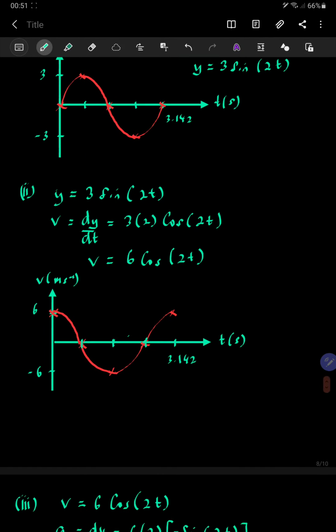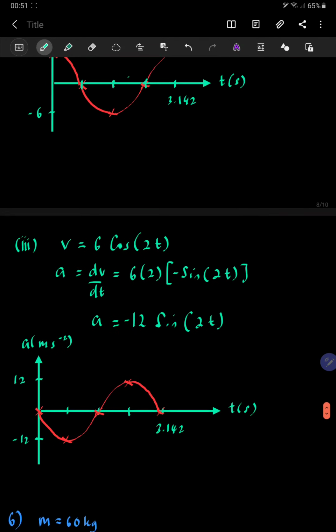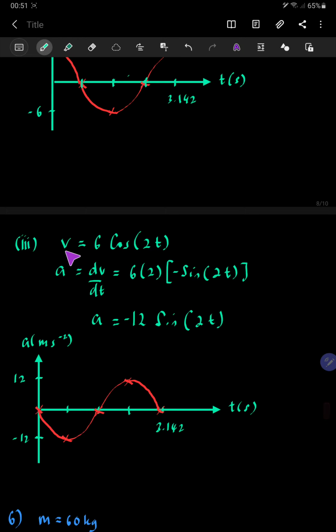And lastly, they ask you to sketch a graph of a against t, acceleration against time. As we know, by differentiating v with respect to t, you will get a. a equals dv over dt. So again 6 times 2 giving you 12. Cos, you will get negative sine 2t. So the equation is negative 12 sine 2t. So the graph is purely sine but negative, a negative sine graph. And then the amplitude is 12.